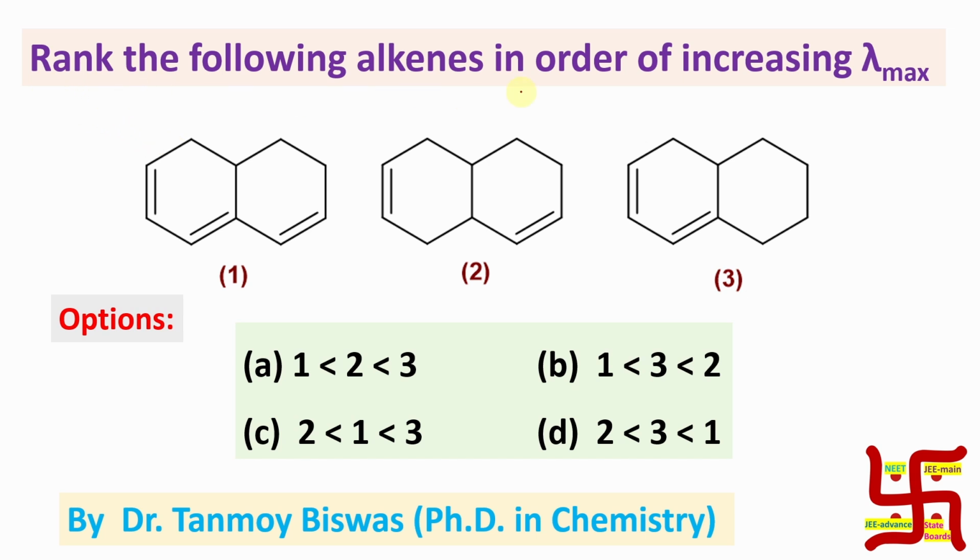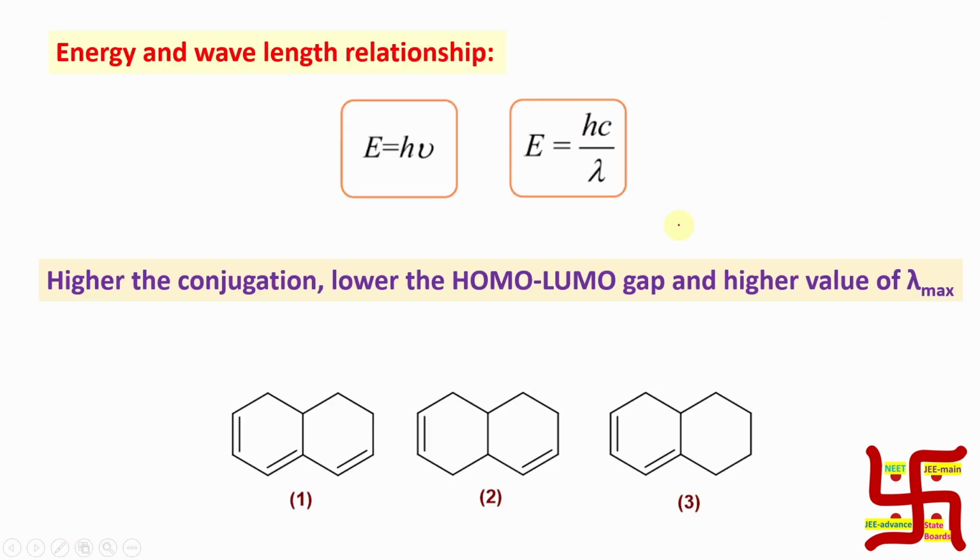Now the question: rank the following alkenes in order of increasing lambda max wavelength. These three compounds are given. So first question, what is the relationship between wavelength and molecules? Now actually if you say wavelength of an electromagnetic radiation, what is its relationship with energy? Energy is equal to h into nu. h is Planck constant, nu is the frequency of the radiation.